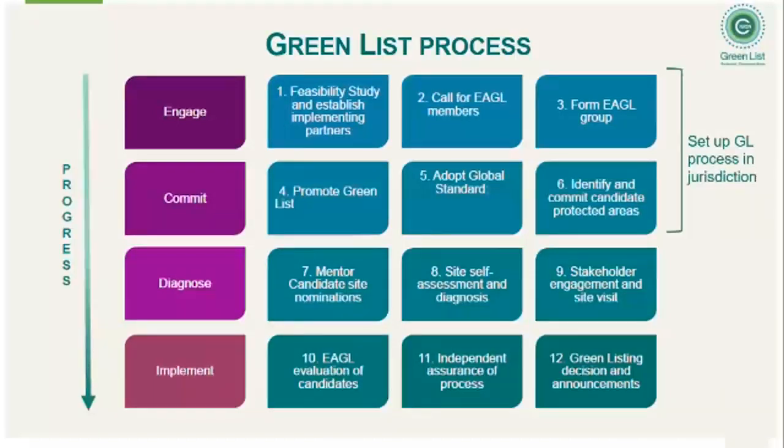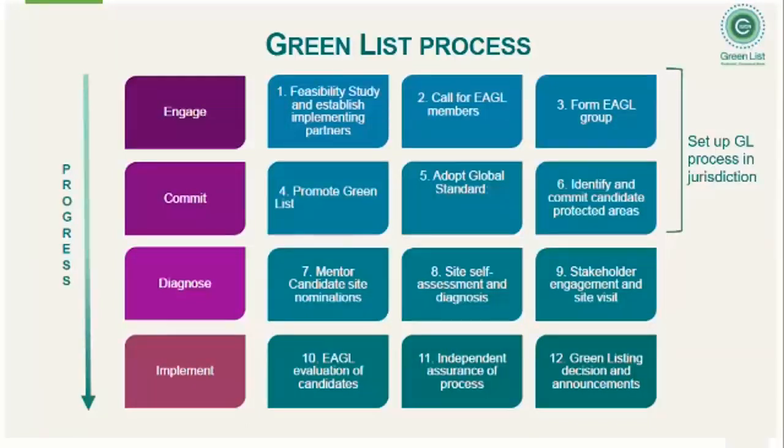And if they are, then the second step will be for this jurisdiction, that can be a region or country, to set up an expert group dedicated to assess the application of the area that will submit the Green List application. This expert assessment group for the Green List, we call it EAGLE. This EAGLE will have two tasks mainly.